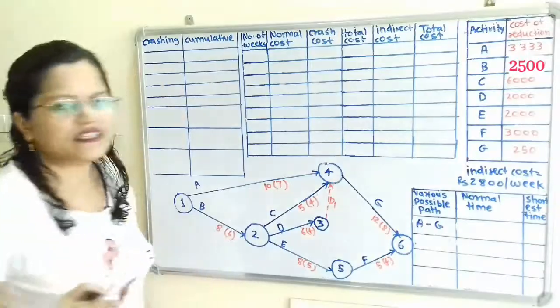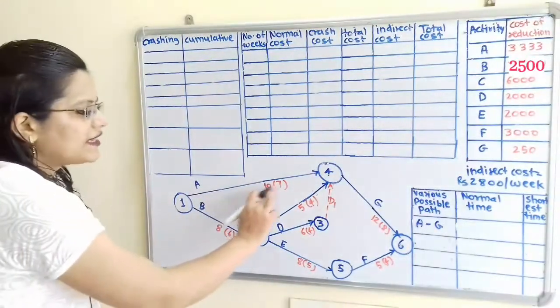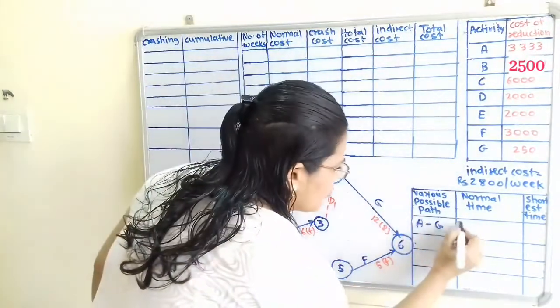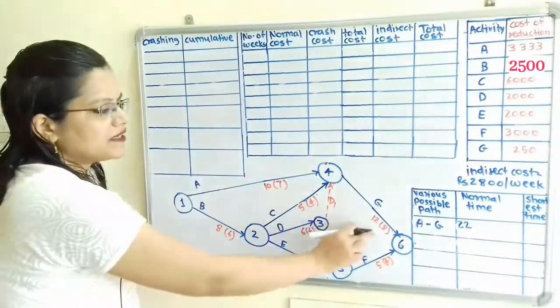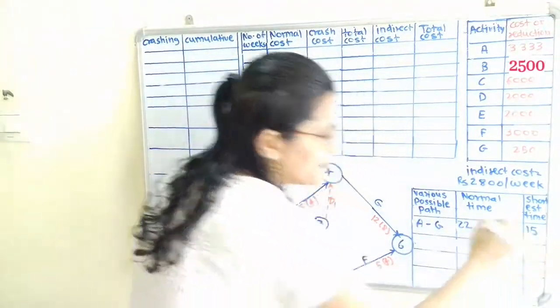Now we will calculate the normal time. So here 10 plus 12, that is 22. Then 7 plus 8, that is 15.